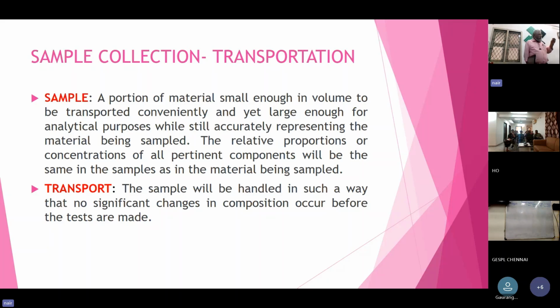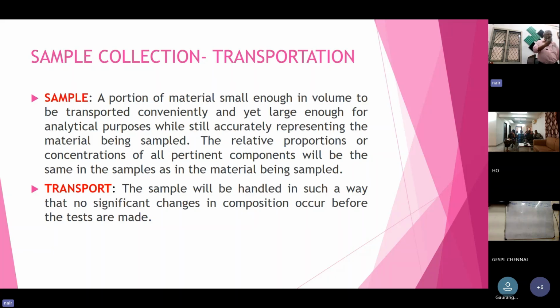See, suppose we are collecting a water sample from a muddy area, or from a place where decayed materials are there, or eutrophication has happened, or the sulfide content is there. Suppose we are collecting the sample and then transporting it to the laboratory, the sulfide content will immediately change. So we should ensure that it is transported in such a way that the components in the sample are not significantly changed. So two things are important: sample collection and transportation.